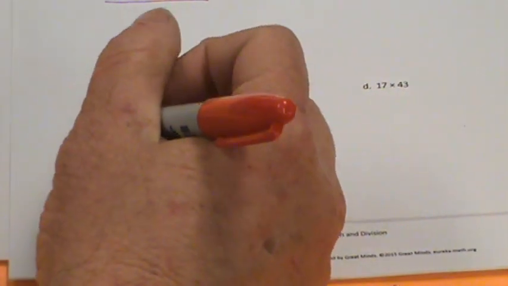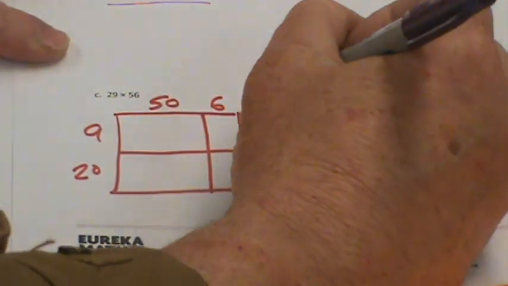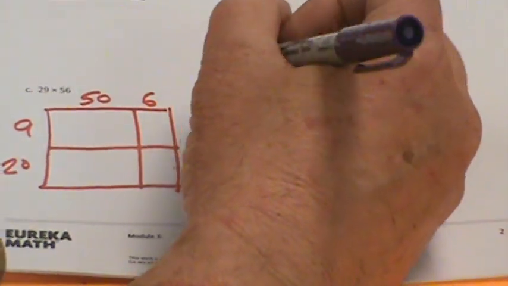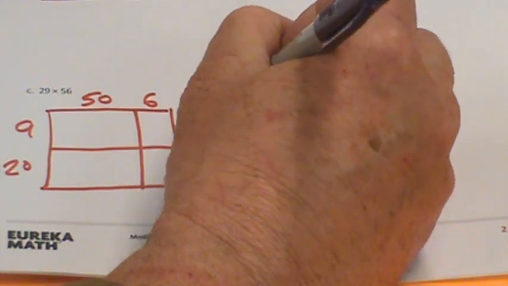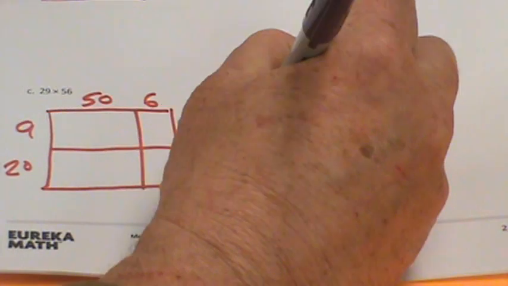So we have 29 times 56. You don't have to do the area model. I think it helps, but you can go right to the standard algorithm if you so desire, if you're comfortable with that. I know a few of you are. 56 times 29. Okay?